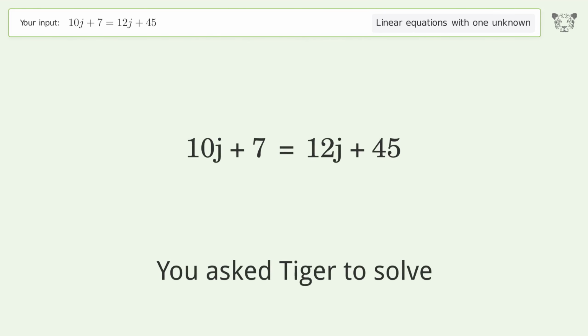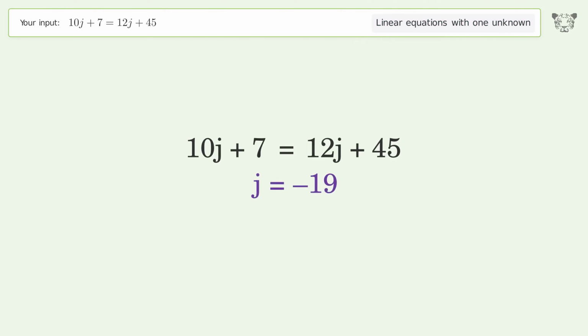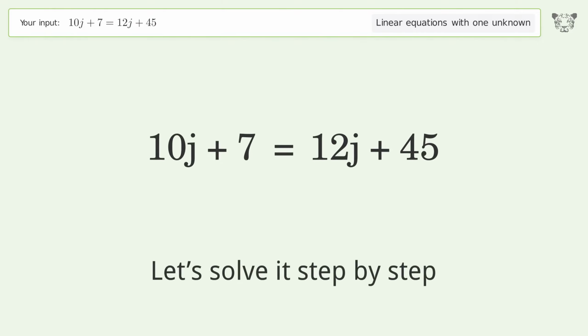You ask Tiger to solve. This deals with linear equations with one unknown. The final result is j equals -19. Let's solve it step by step.